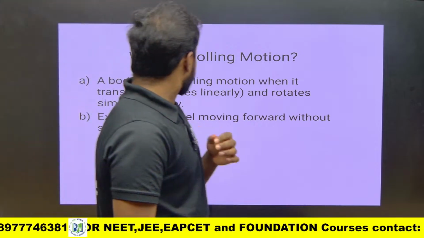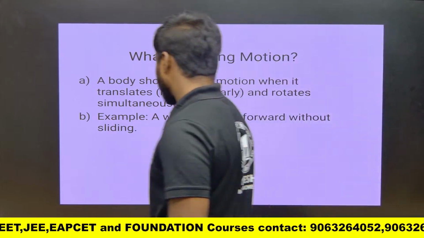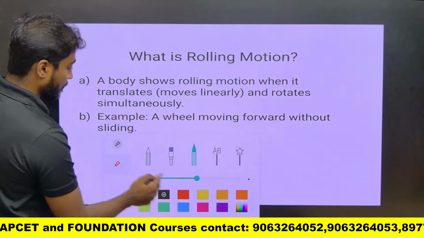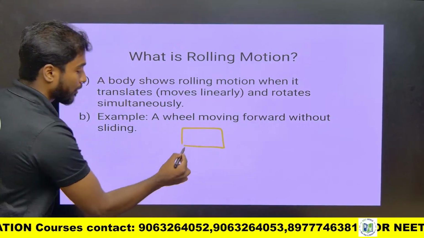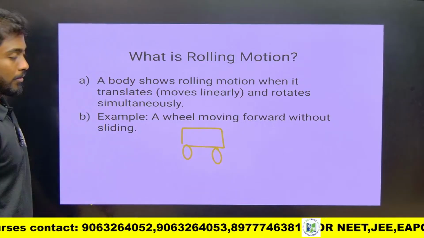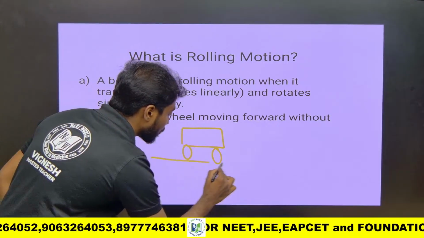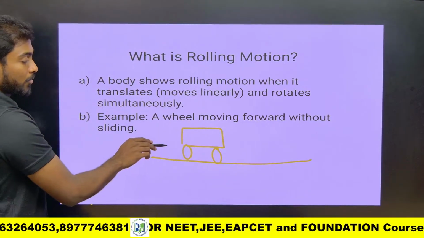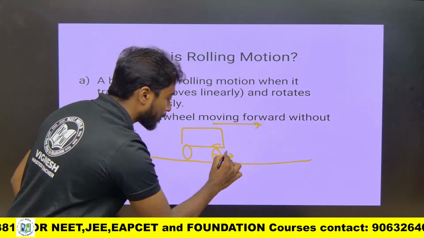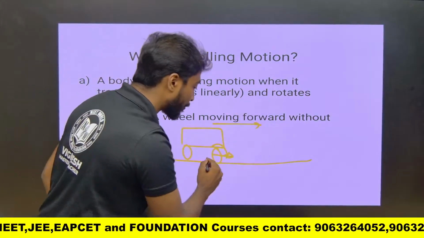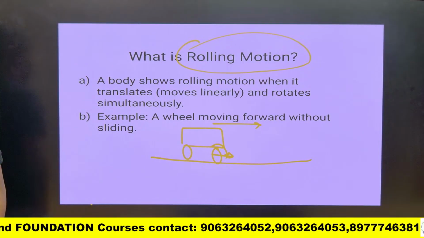Example, a wheel moving forward without sliding. If I take a vehicle or bus, I'm not good in drawing, going on a road, moving in this direction, it goes forward as well as rotates like this. This is said to be a rolling motion. We'll say this as a rolling motion.